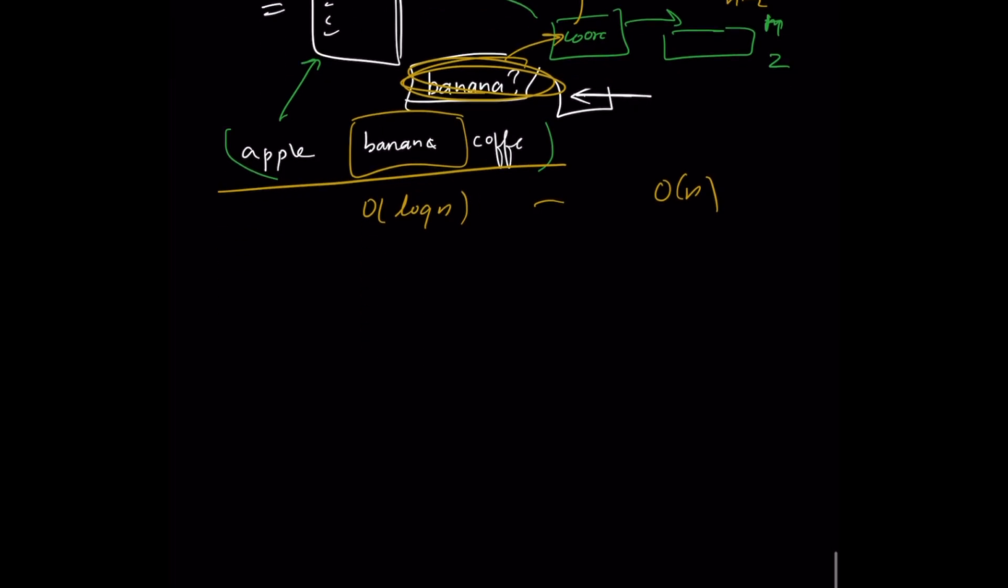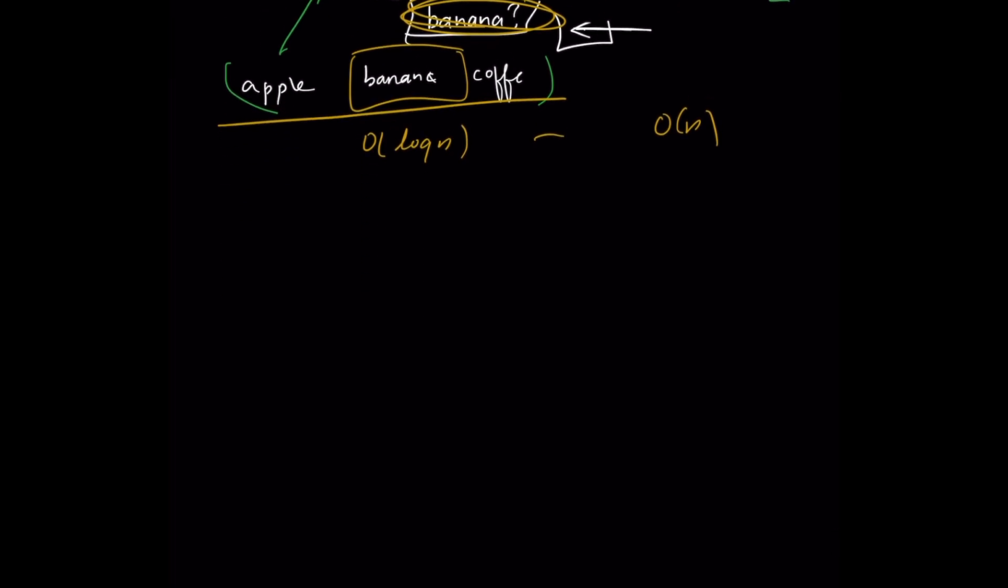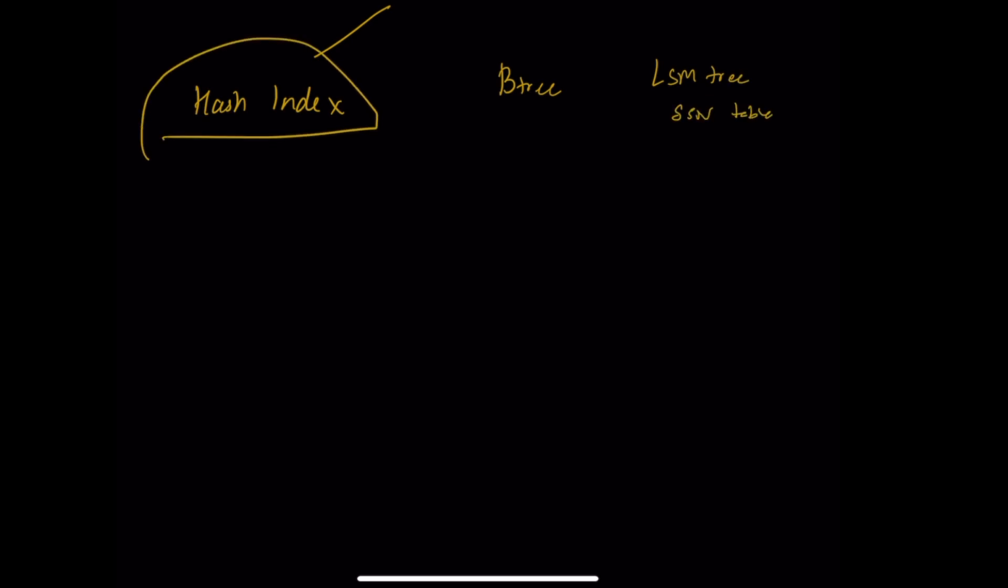Within indexing, there are three kinds of index that I know of. One is the hash index. The second is the B tree, and the third is the LSM tree with SSTable. This one, the hash index, is the fastest. Why so? It is in memory. But again, it is also limited by memory.